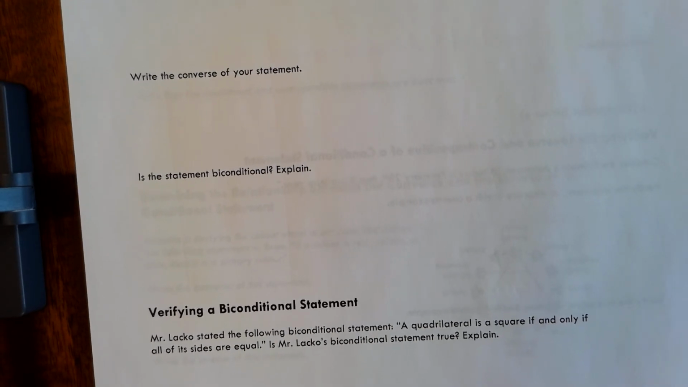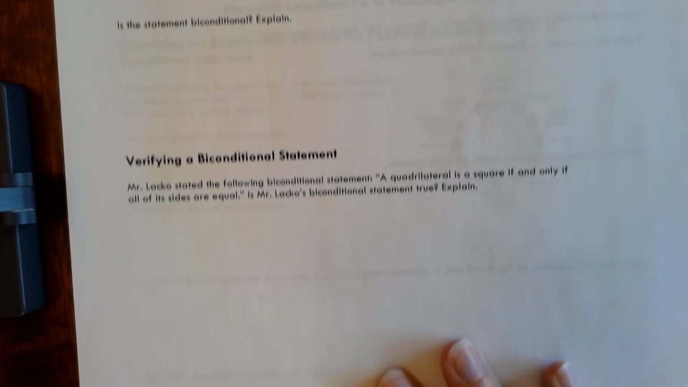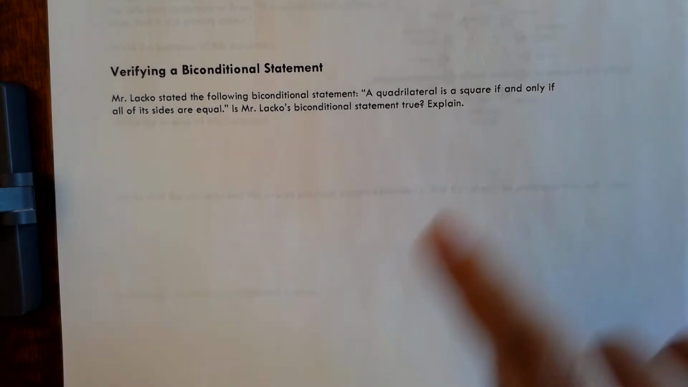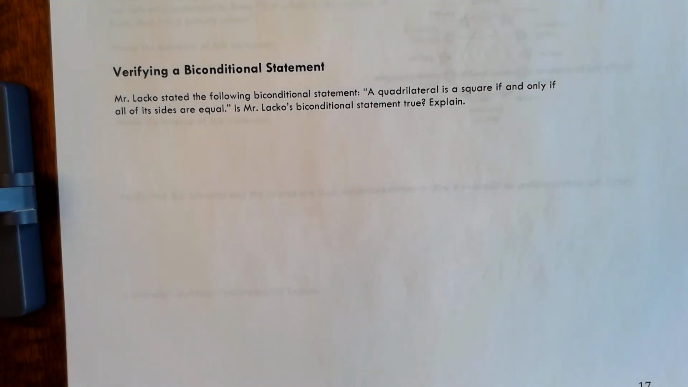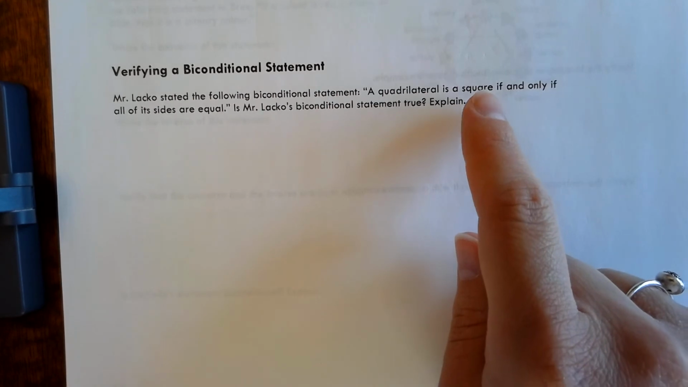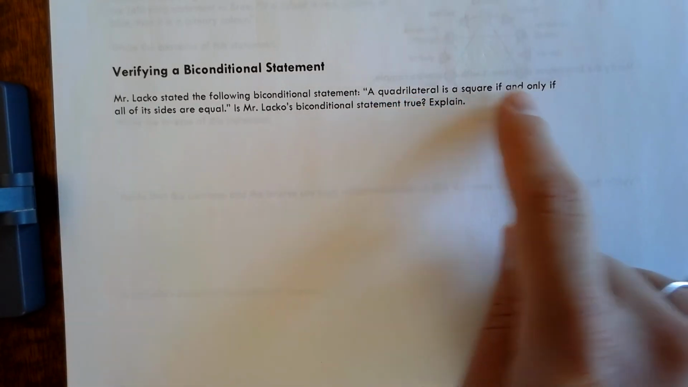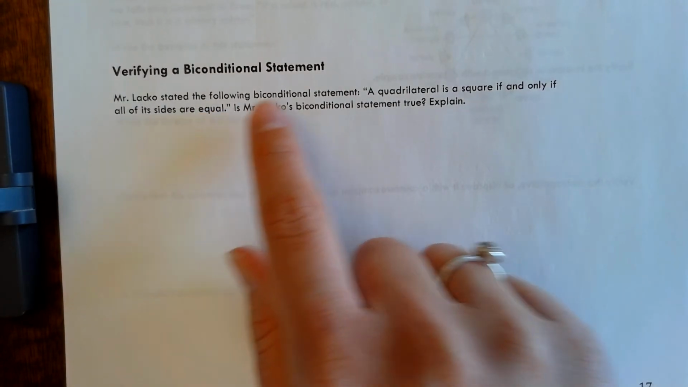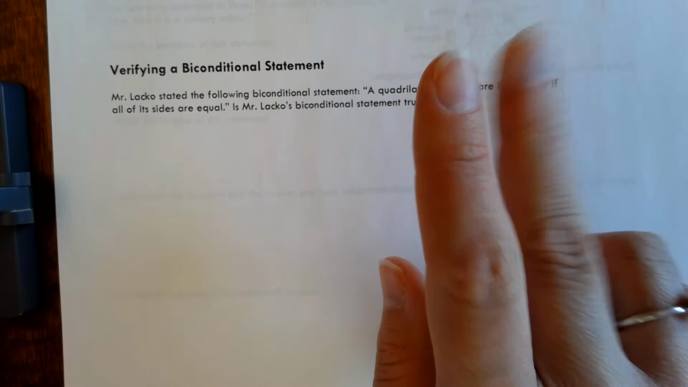I do want to do this one right down here because this is a biconditional statement and it has this form here that says the biconditional statement. So this is on page 17. Mr. Lacko states the following biconditional statement: a quadrilateral is a square if and only if all of its sides are equal. So the if and only if is saying that this is biconditional, and it goes both ways. If a quadrilateral is a square, then all of its sides are equal. Or we could go the other way. If all of its sides are equal, then a quadrilateral is a square. So it should be able to go both ways.